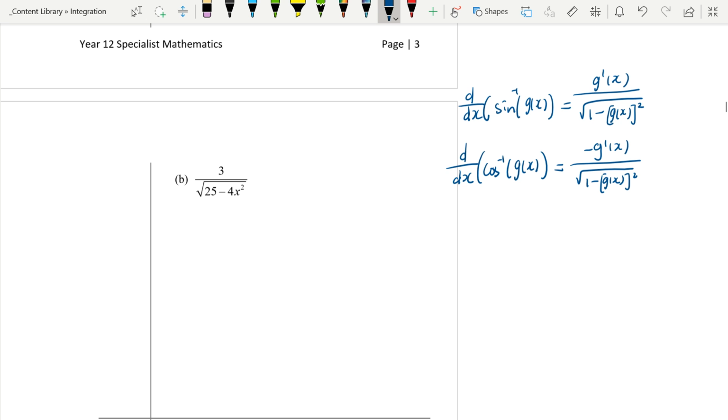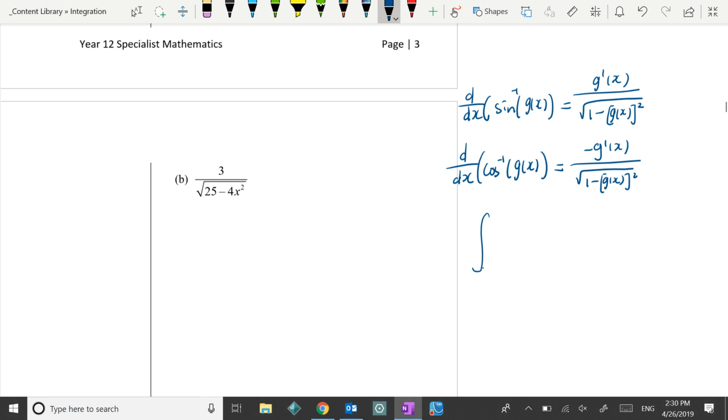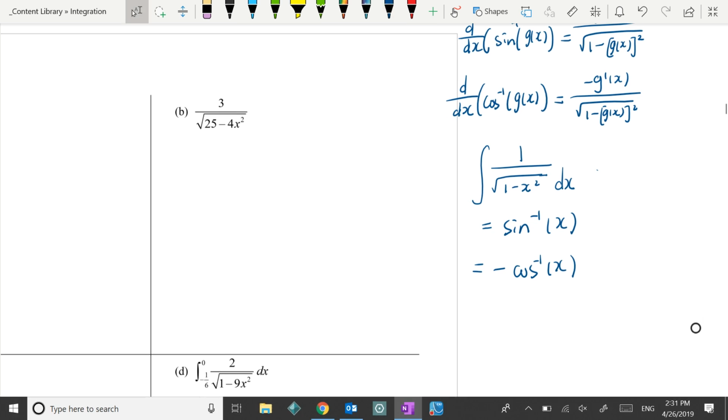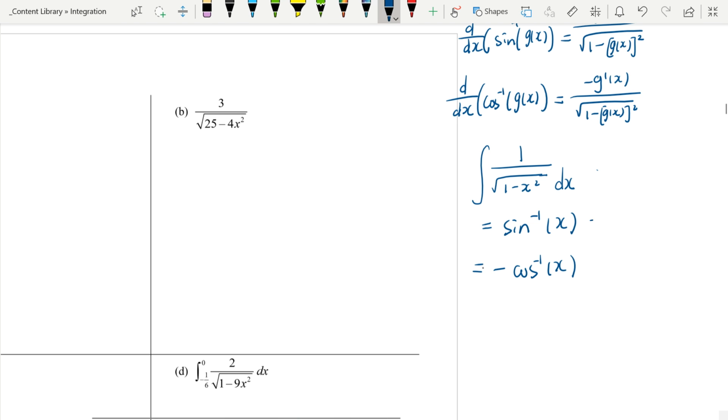I want you to think about this question. If you antidifferentiate 1 over square root 1 minus x squared, what's the antiderivative of that? It can be sine inverse x, right? Can I also say that it's negative cos inverse x? Yes, and then I need to plus c, and plus c, right? Well, I'll say plus d for this one.